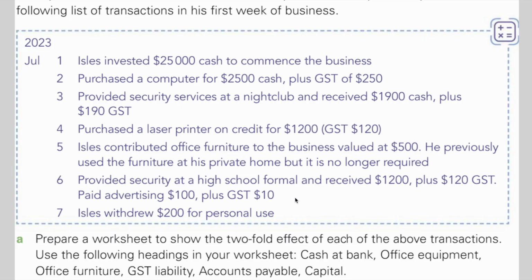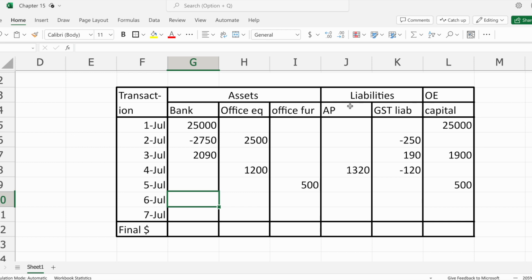They provided security at a high school and received 1,200 plus 120 GST, and paid for advertising plus GST. So there's two parts to this question. First, to begin with, we have 1,320. It affects the bank because they received cash. They received 1,200, plus GST, 1,320.